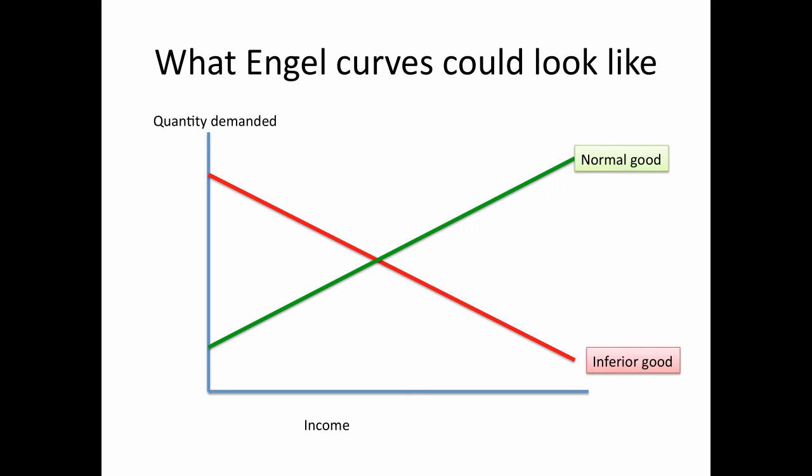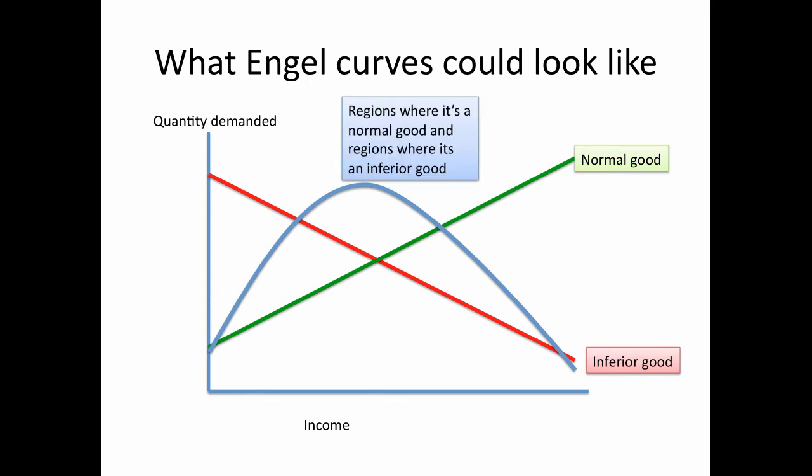We can also have a combination of these types of goods. For instance, this blue line, which is initially rising, reaches a peak, and then falls, shows regions where a good is a normal good and regions where it's an inferior good. In regions where the Engel curve is upward sloping, the good is a normal good. In regions where the Engel curve is downward sloping, the good is an inferior good. This is a good place to stop, and we'll pick up the discussion about Engel curves and the relationship between quantity demanded and income in class.